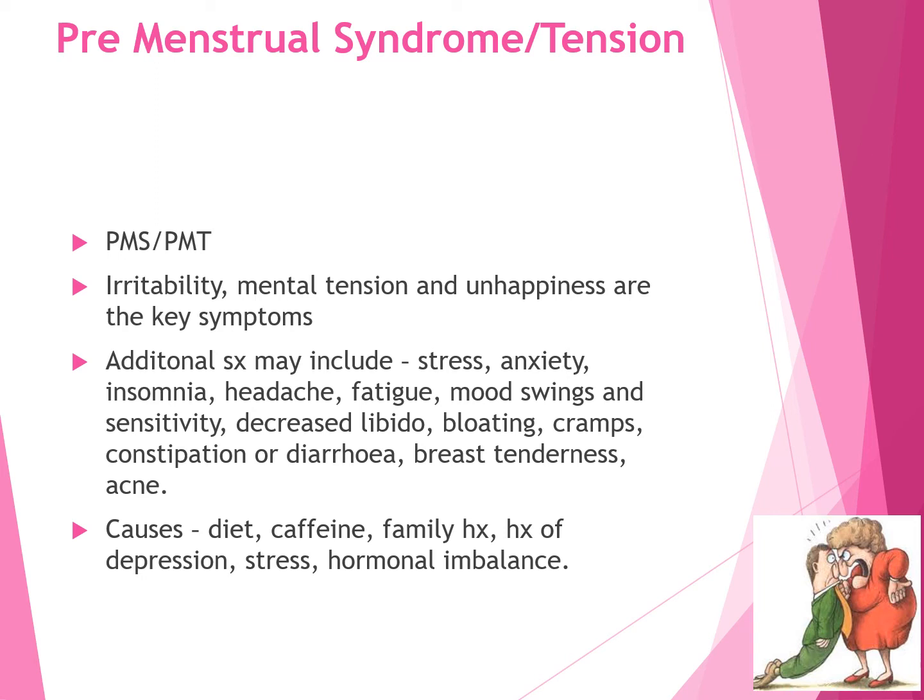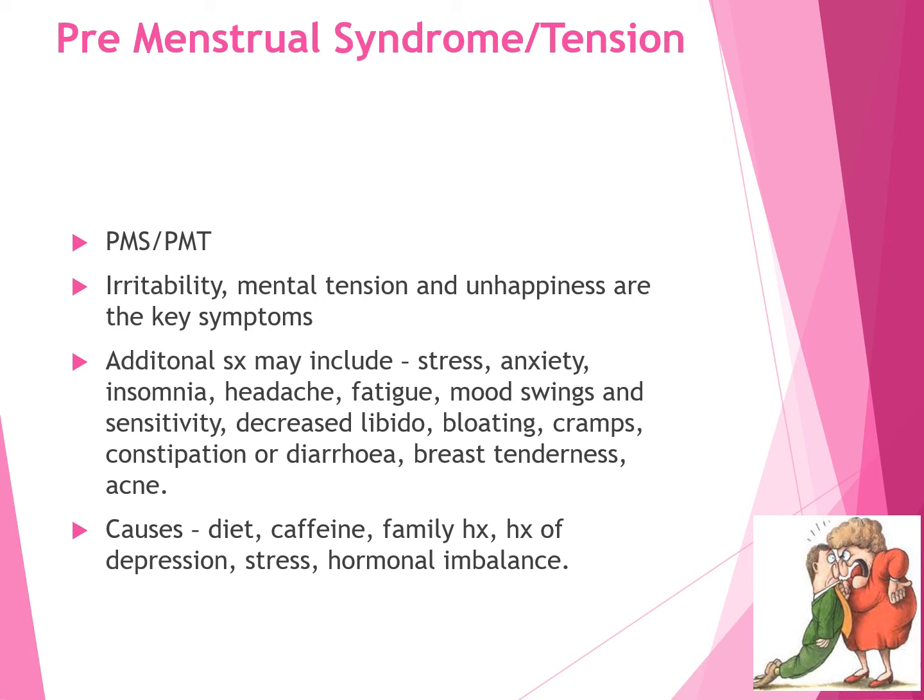And when the menses start, the bleeding starts, slowly all these symptoms vanish. After 4 to 5 days, there is not a single complaint. This is premenstrual syndrome. Before menses, all these symptoms are there. Therefore, we say that it is premenstrual syndrome.